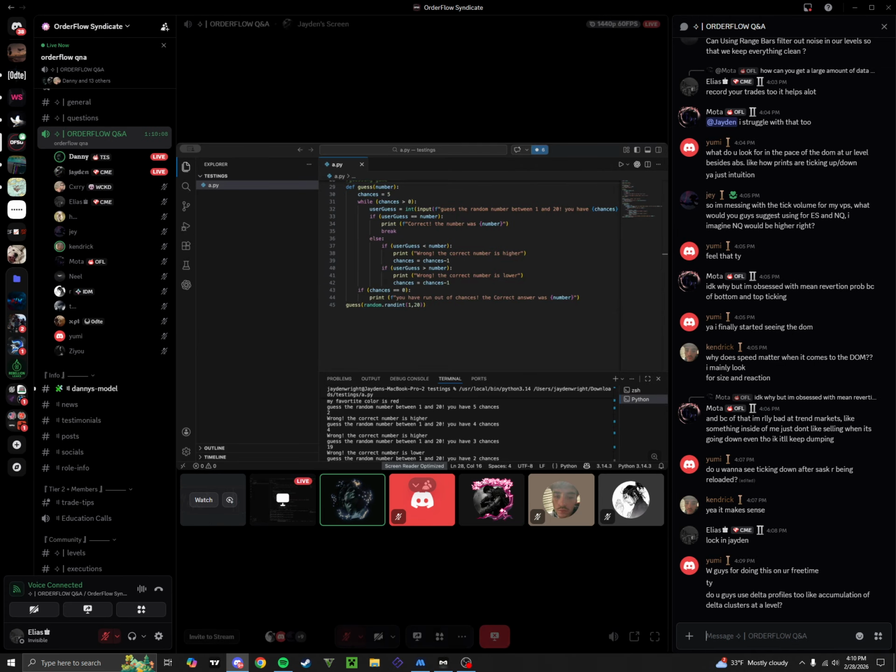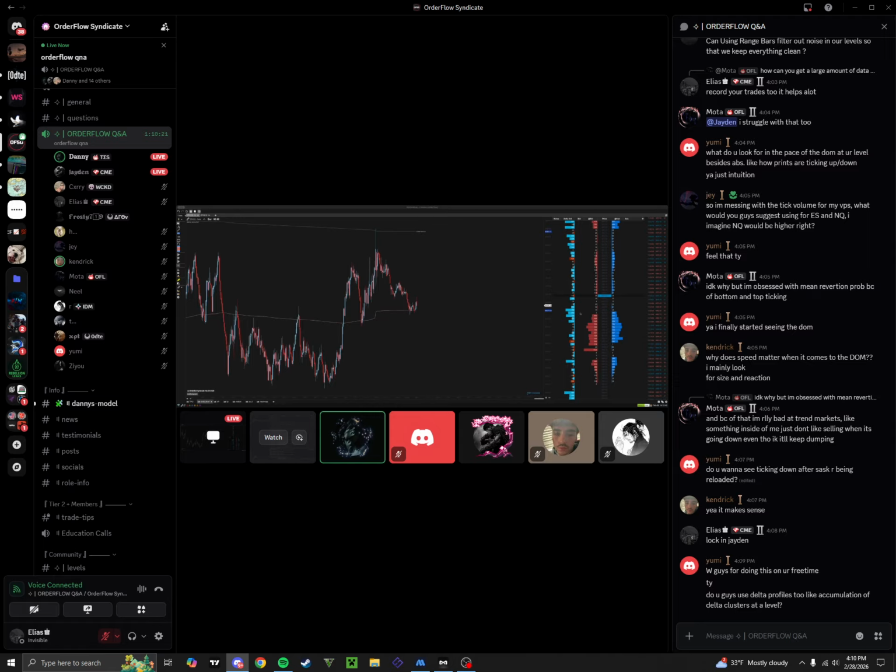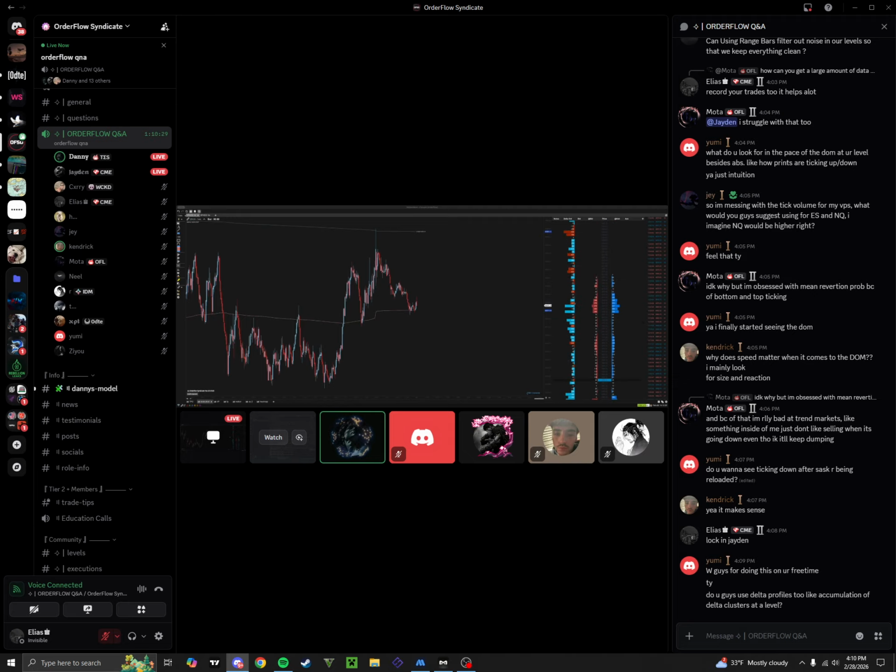Yeah, I use delta profiles a bit. I have one on my DOM too, but I don't use it a ton. I do like having it because sometimes we'll have a lot of positive delta, as you can see here. So if I'm in a long and I see all this positive delta, that gives me more confidence that it'll keep going.